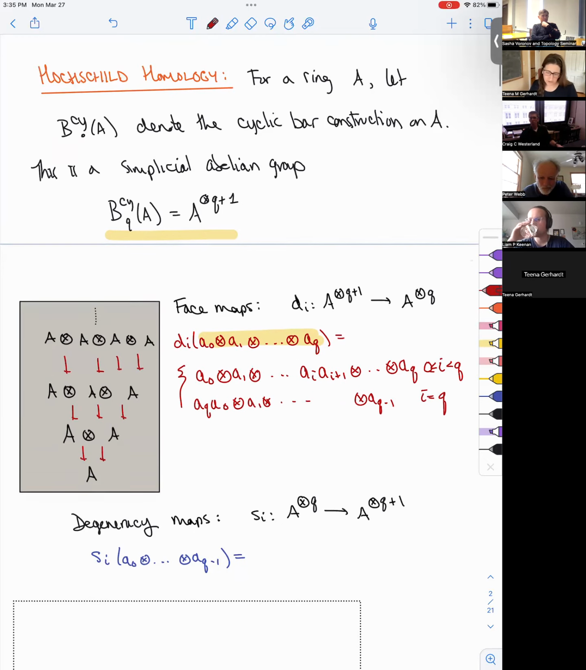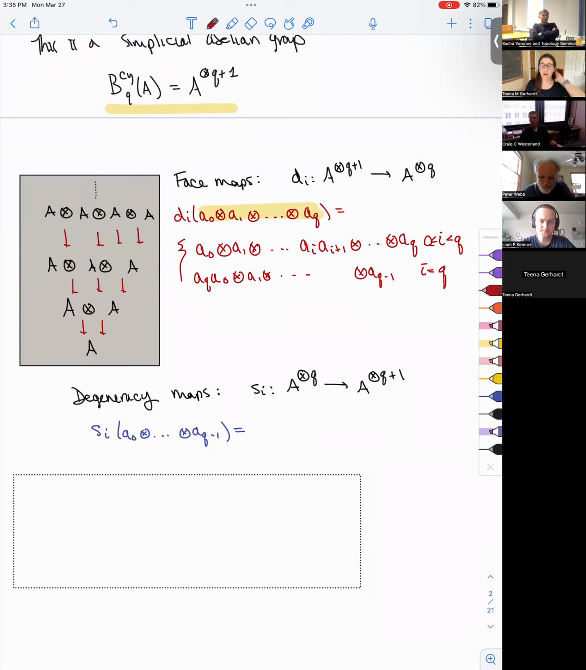For a simplicial object, I also want degeneracy maps going in the opposite direction. The degeneracy maps just insert a copy of the unit 1 after the ith coordinate. Those degeneracy maps go in the opposite direction. So this is a simplicial object, called the cyclic bar construction. You can check that those maps, the d_i's and s_i's, satisfy the simplicial identities.